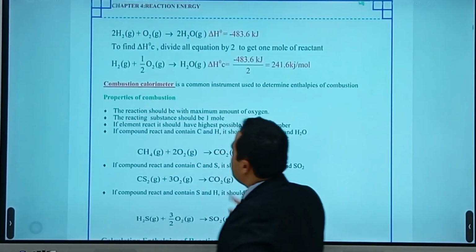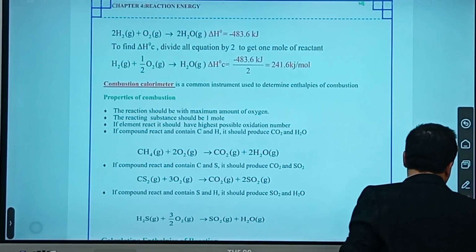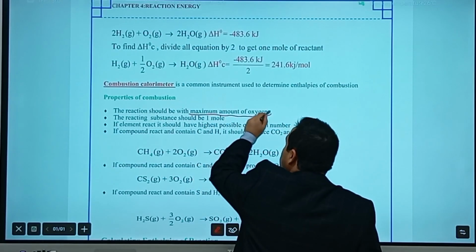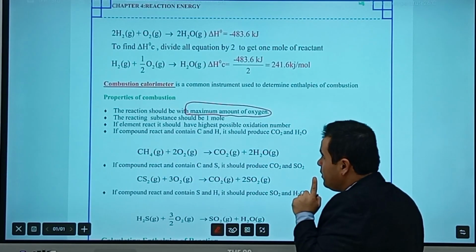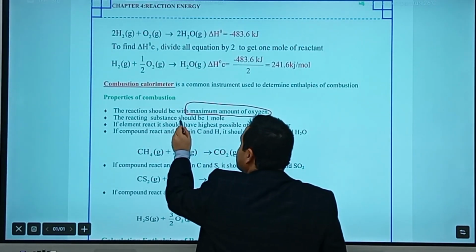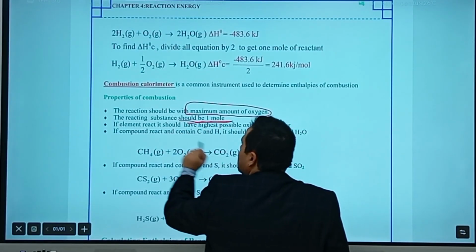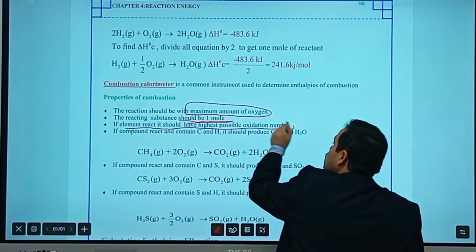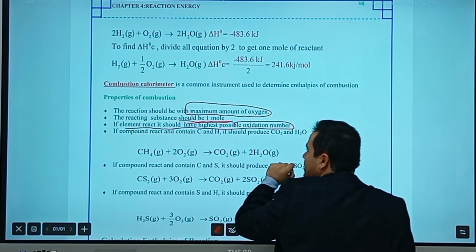The properties of combustion, guys: the reaction should be with the maximum amount of oxygen, enough oxygen. Second, the reacting substance should be 1 mole, and the element when it reacts should have the highest possible oxidation number. I'll be showing this to you.